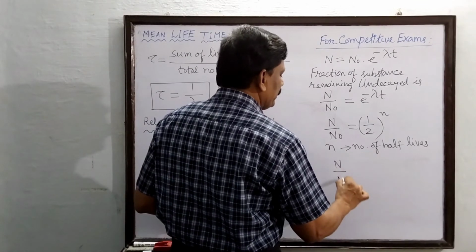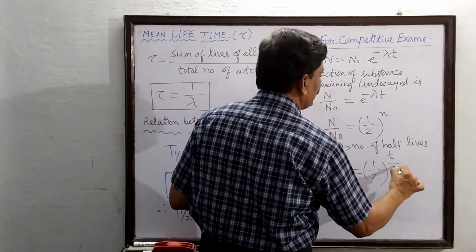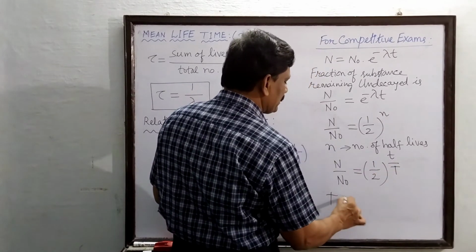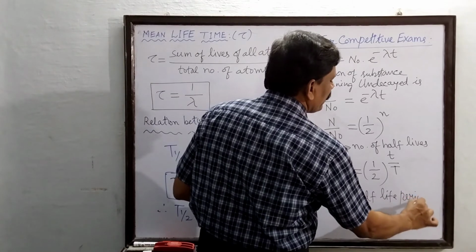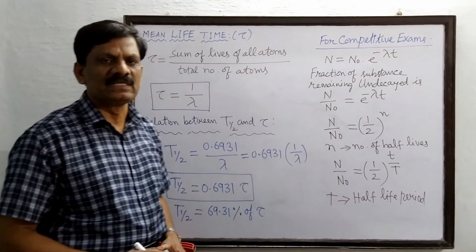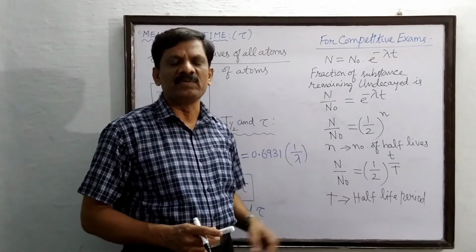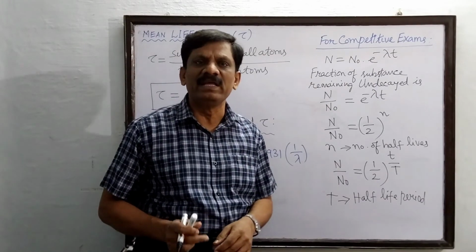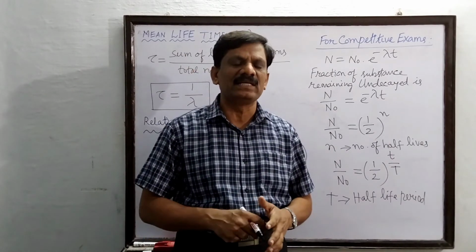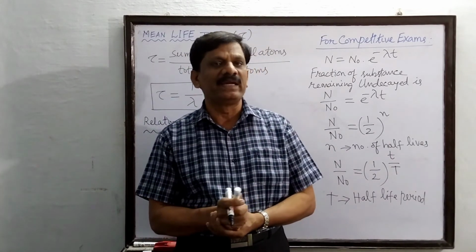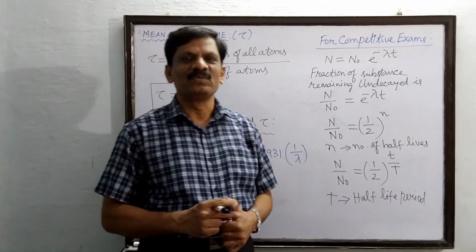Also, n by n0 is equal to half raised to the power of small t by capital T, where capital T is the half-life period. I told you these are all shortcut equations to solve problems directly. You must keep in mind that n by n0 in all these equations is the fraction of the substance remaining undecayed. Therefore, in problems, if they ask for the percentage or fraction of the substance decayed, you have to find 1 minus n by n0. I hope you have understood. Fine. See you.